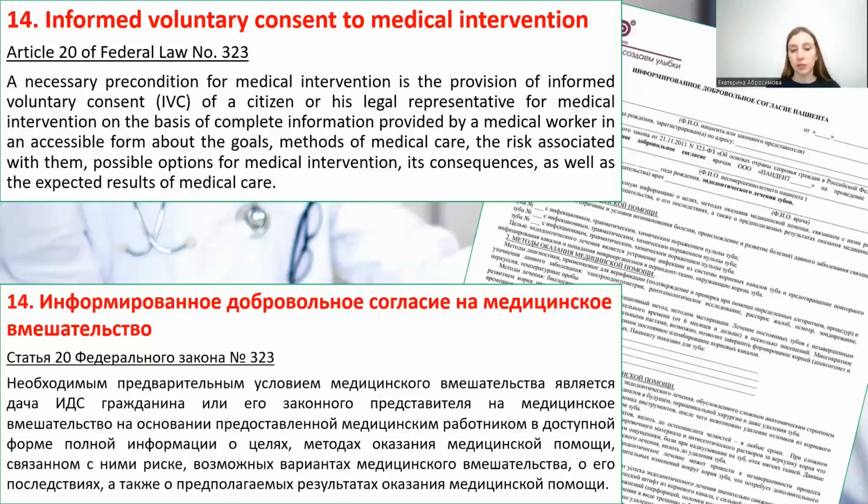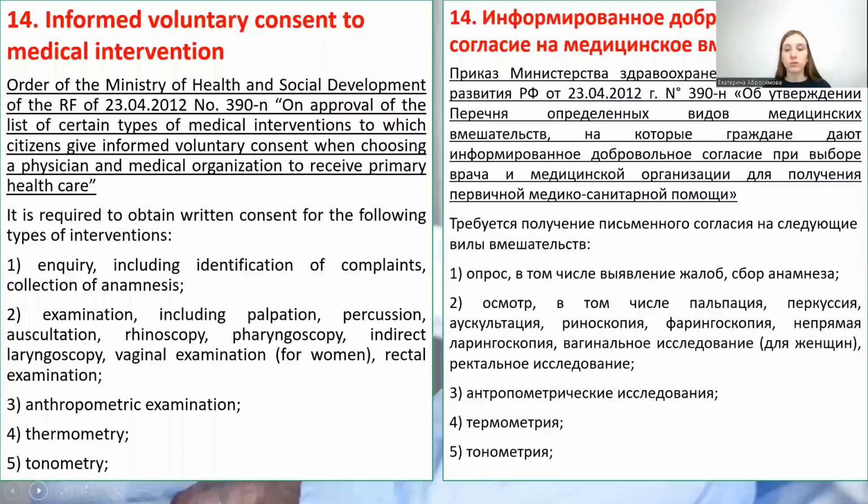Consent to medical intervention in respect of persons under the age of 15 or 16 years, for drug addicts and citizens recognized as legally incapacitated, is given by their representatives, for example, their parents. The order of the Ministry of Health and Social Development of the Russian Federation, dated the 23rd of April 2012, on approval of the list of certain types of medical interventions to which citizens give informed voluntary consent when choosing a physician and medical organization to receive primary health care, approved the list of types of medical interventions requiring consent. According to this order, it is required to obtain written consent for the following types of interventions.